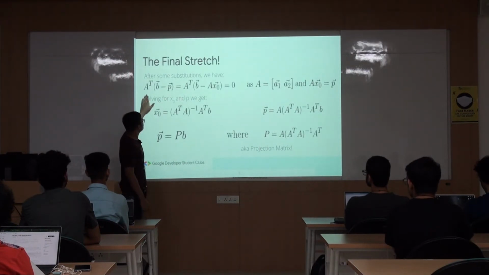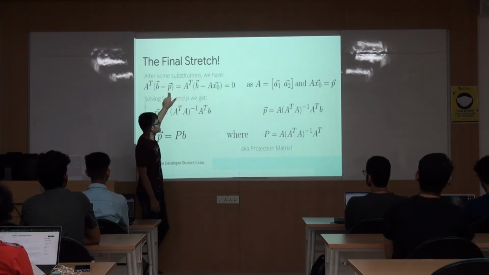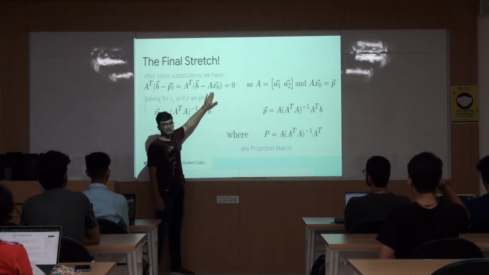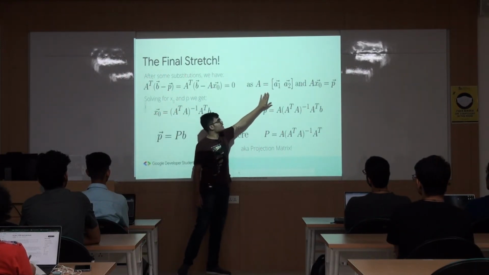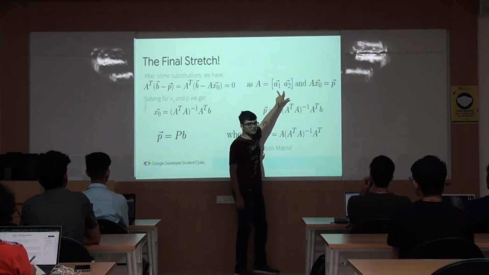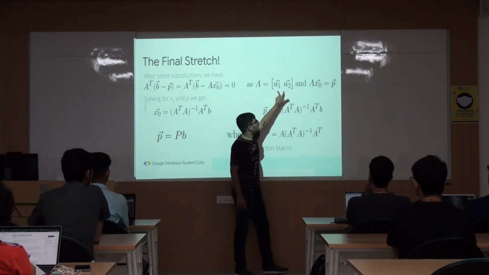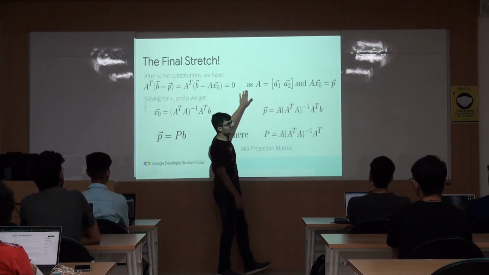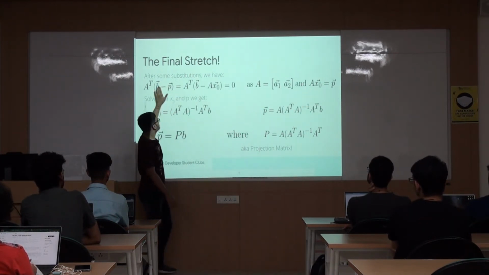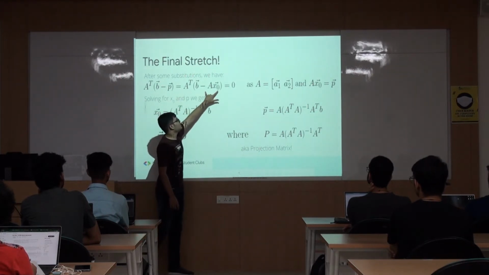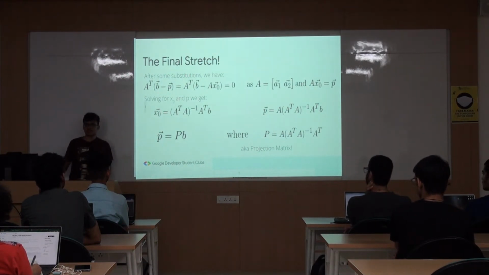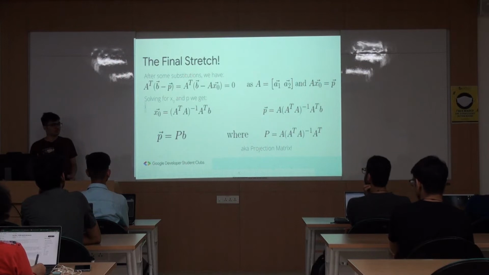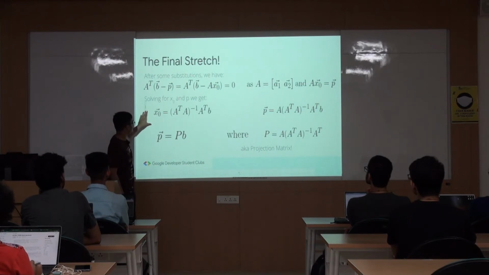Now what we do is we substitute P. We assume that P, the projection vector, is Ax0, where x0 is the solution we want to get. As A in the beginning is A1 comma A2, as A1 and A2 vectors are the column vectors of A, and Ax0 equal to B. These were the conditions we agreed to before, and we just substituted this to get this final equation, where A transpose times B minus Ax0 equal to 0. Just let that sink in, and if you guys have any doubt, please ask me. Is that clear?